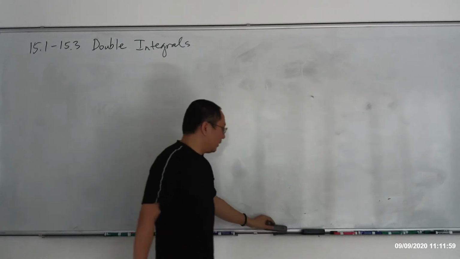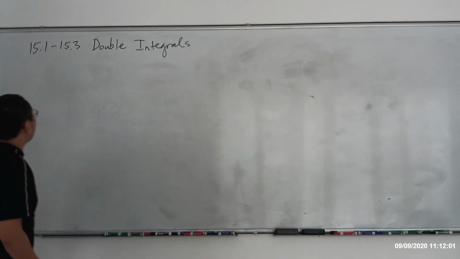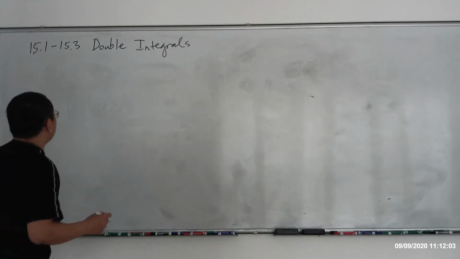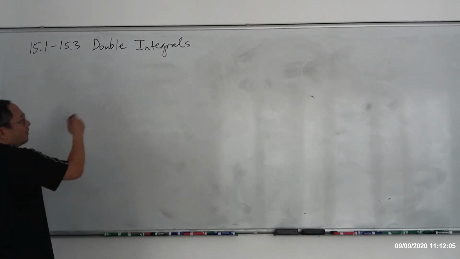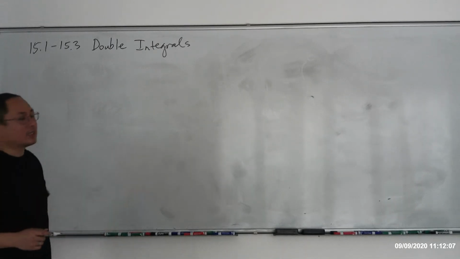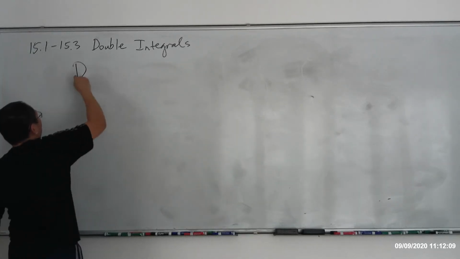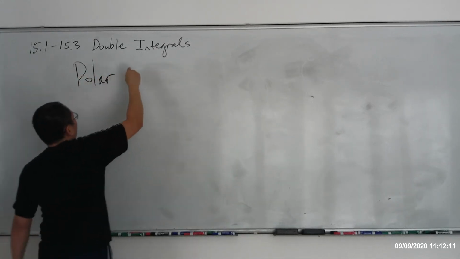Let's move on to 15.3. We're still talking about double integrals. Now we change the coordinates. Instead of talking about rectangular coordinates x and y, we'll be talking about something called polar coordinates.